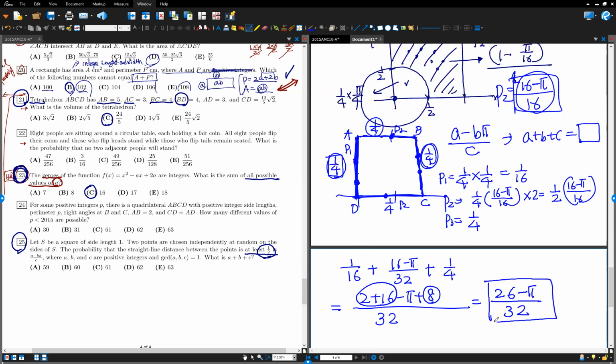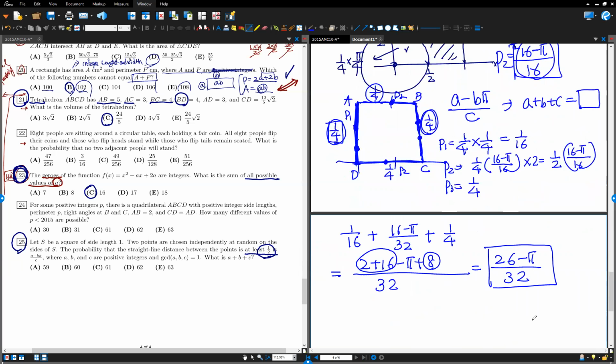That's the total probability. So A is 26, B is minus pi, right? 1 is B, and plus C is 32. Total is how much? 27, 59, right? Yeah, 59 is the answer.